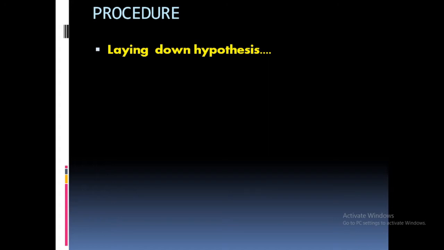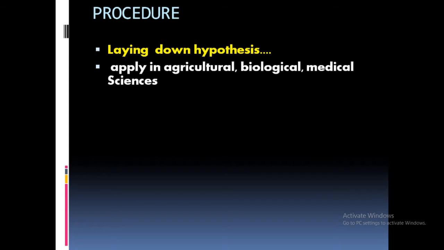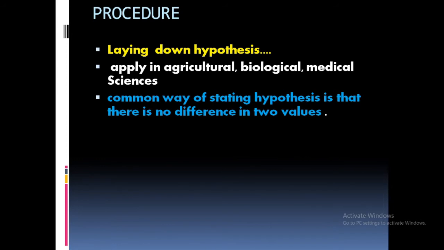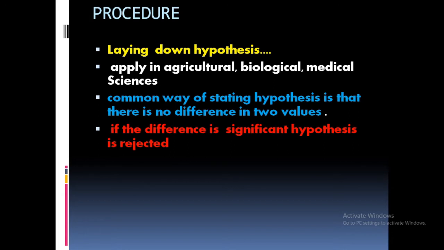That's very important. A common way of stating a hypothesis is that there is no difference in the two values when the population mean is compared to the sample mean. So the hypothesis is written like that: there is no difference in the two values. Clear? If the difference is significant, the hypothesis is rejected.